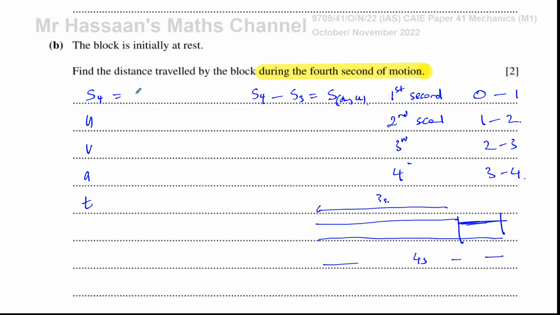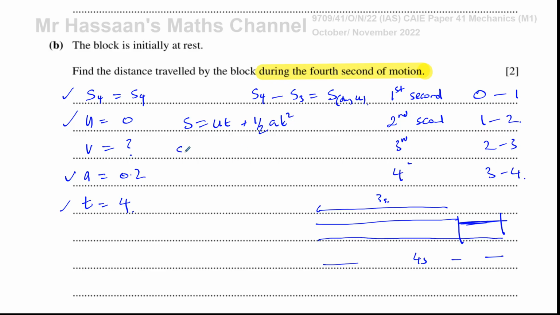So we want to find S4. We know the initial speed is 0. The final speed we don't know. The acceleration we know is 0.2. And the time we know is for the first 4 seconds. Okay, so if you look at these, which of the formulas are we going to use? Well, we have the formula sheet. If you look at it, you'll see very clearly that it's the formula that has S, U, A, and T, which is S equals UT plus a half AT squared.